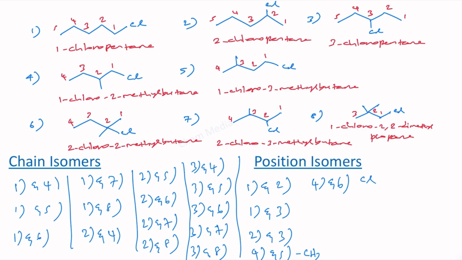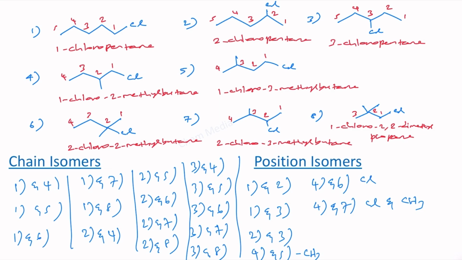How about 4 and 7? 4 and 7 are also position isomers, but this time due to both chlorine as well as methyl group, because parent chain is butane. In 4, the chlorine is at 1 position, but in 7, the chlorine is at 2 position. And in 4, the methyl group is at 2 position. In 7, the methyl group is at 3 position. Therefore, 4 and 7 are position isomers due to both chlorine as well as methyl group.